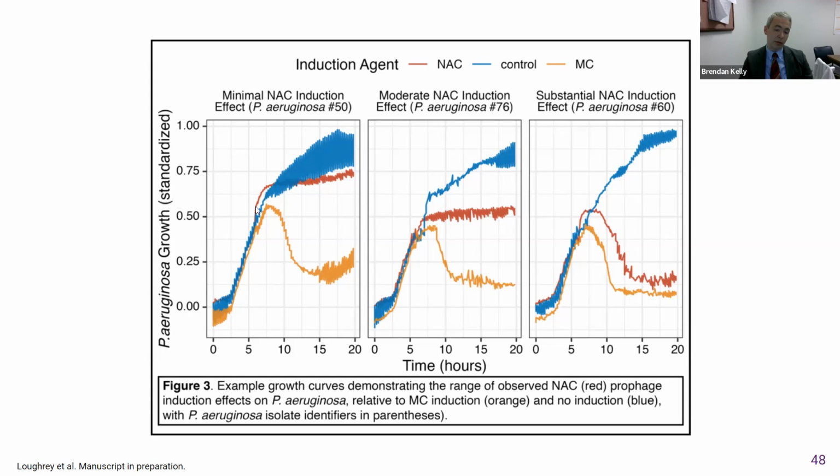And you see some of the red tracks just follow the control, that is, you don't induce phage with NAC, but others show a partial response, and some others show great potential phage induction, that is, it's bending the growth curve of Pseudomonas growth with N-acetylcysteine.